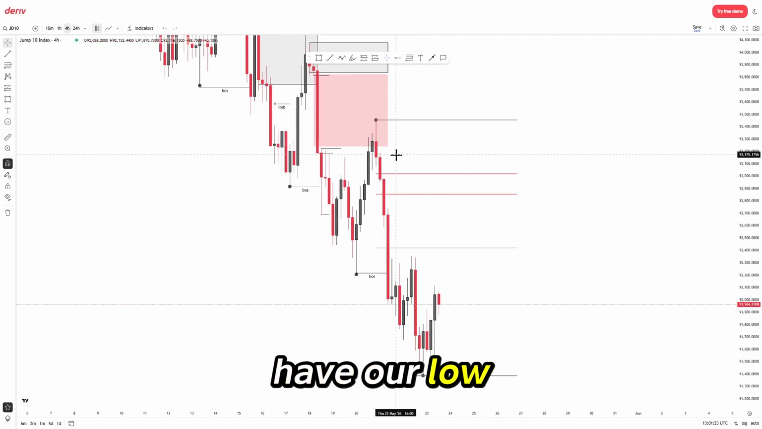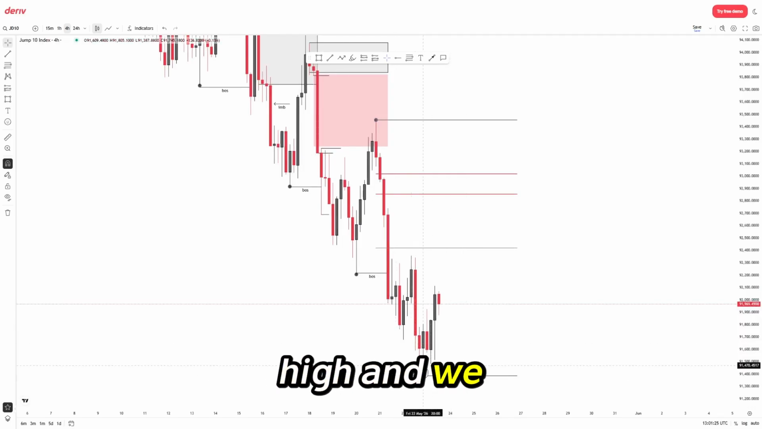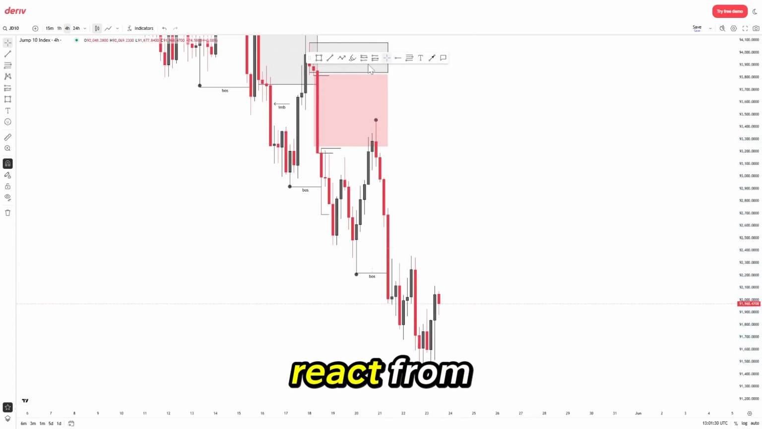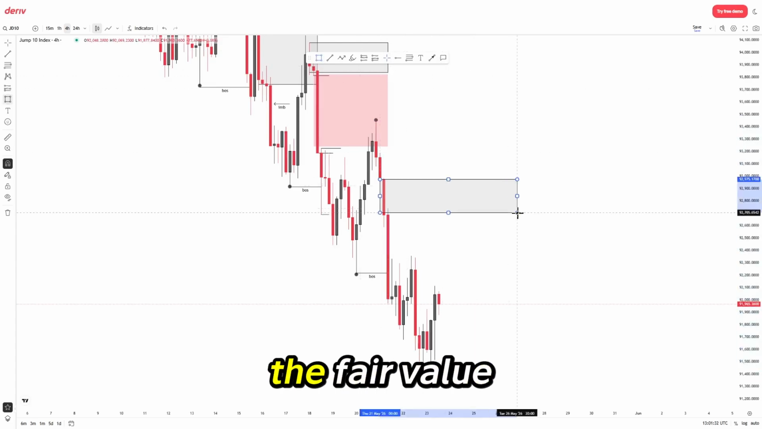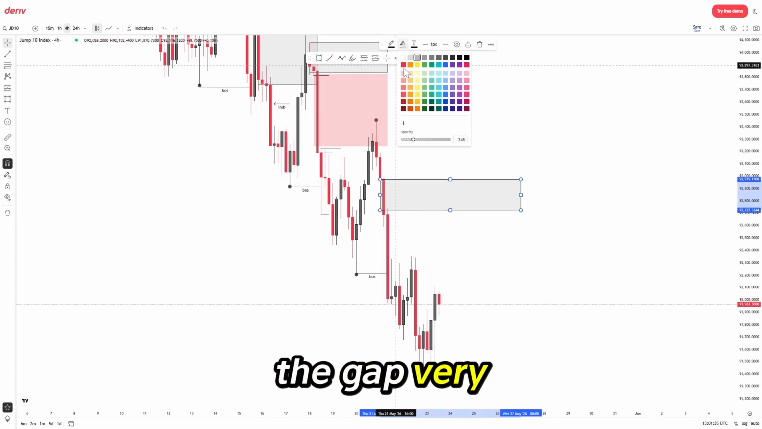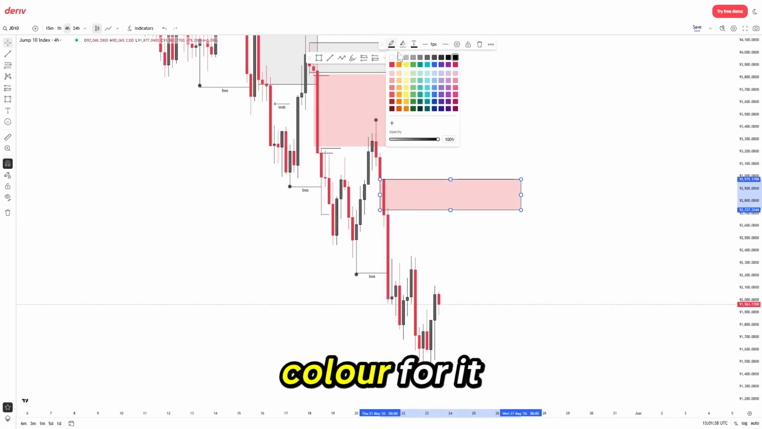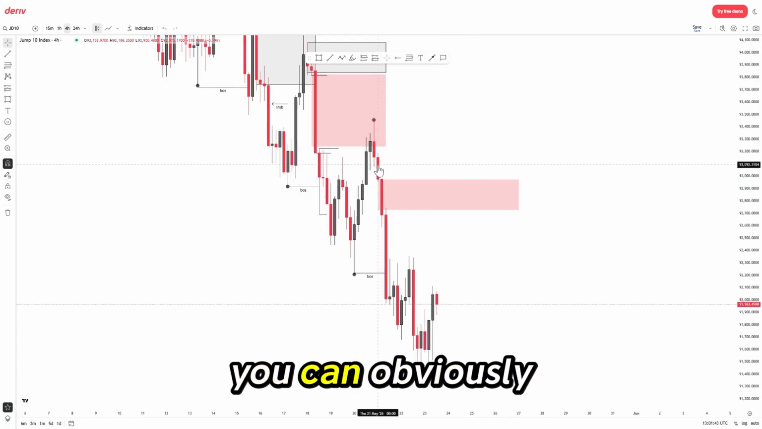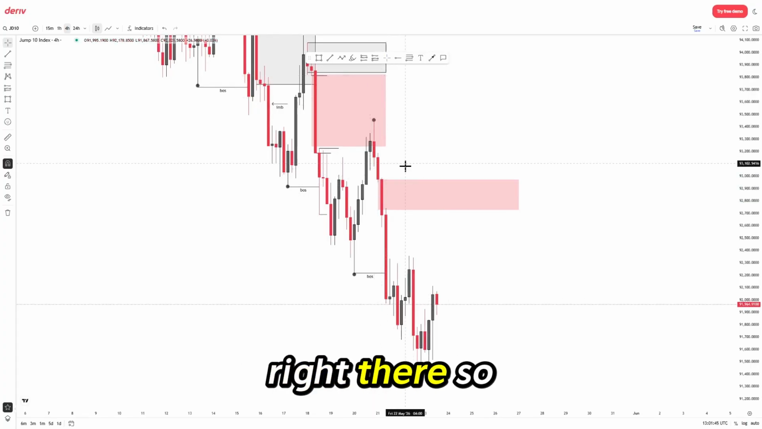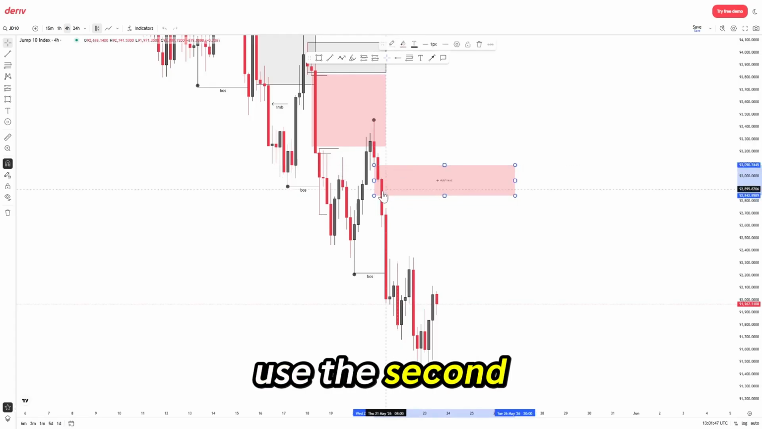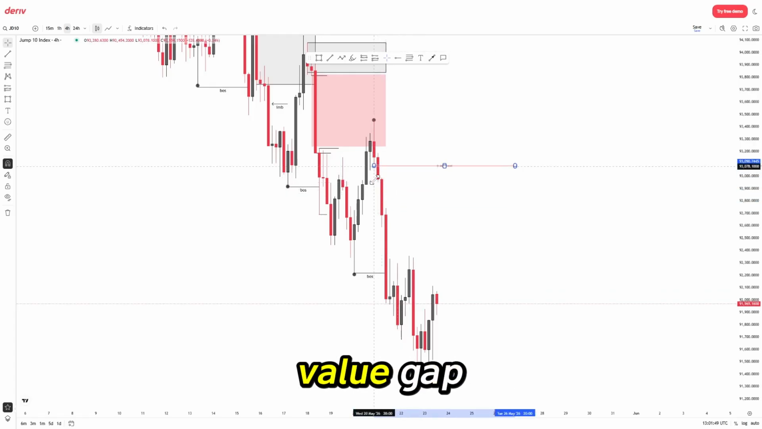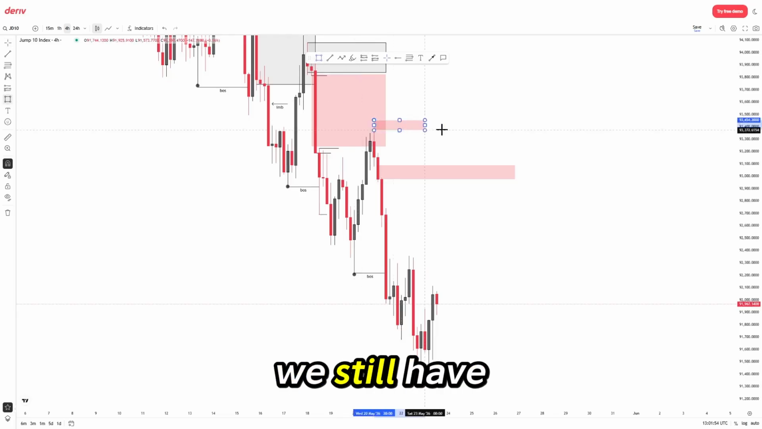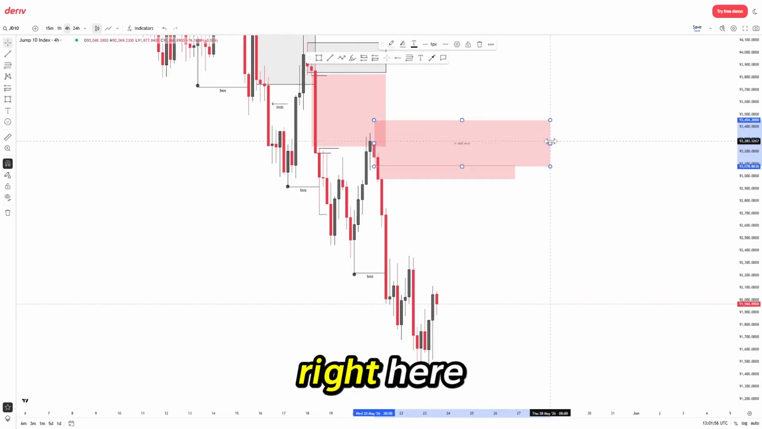So as you can see, we have our low, then we have our high, then we have our low. So at this stage we have a few areas that the market can react from. So the first area would be the fair value gap. The gap, very important. So let me just change the color for it. So now we have the fair value gap, and then after even the gap, you can obviously see that we have the second one right there. So what I like to do is use the second one, the extreme fair value gap. It's very important. And right here at the top, we still have our supply zone right here.